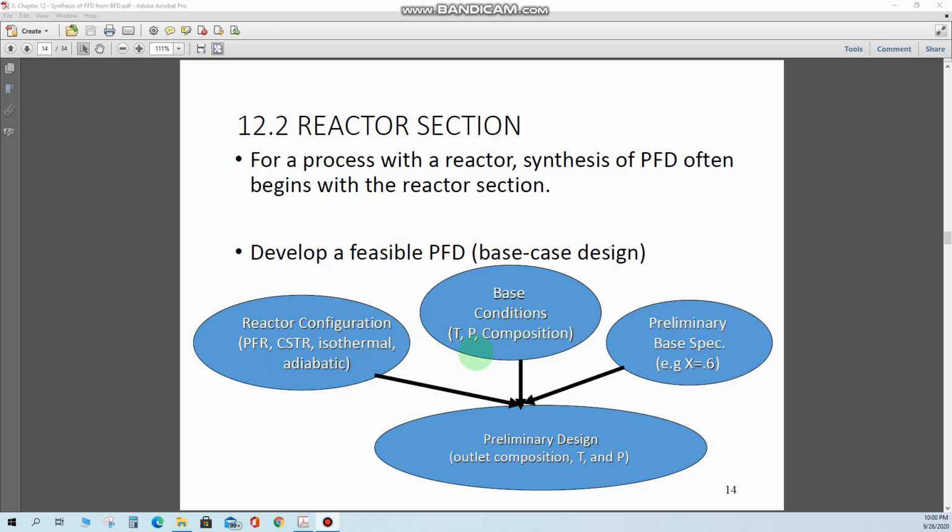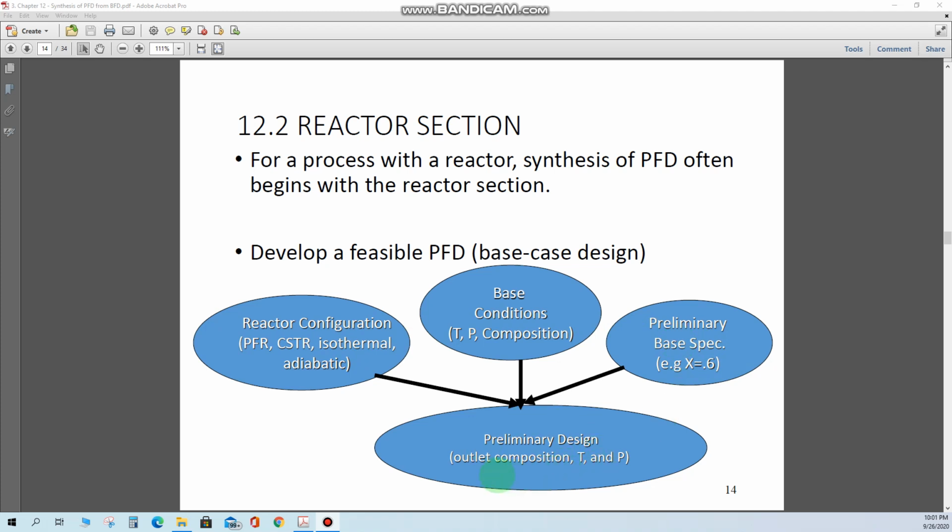Then, what are the base conditions? What is the inlet temperature, pressure, and composition of the feedstocks to that reactor? We should have that kind of information. And then a preliminary base spec, for example, the conversion of the reactants into the product. So how much of the reactants can be converted into the products? For example, here 60%.